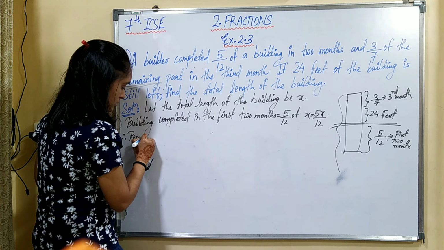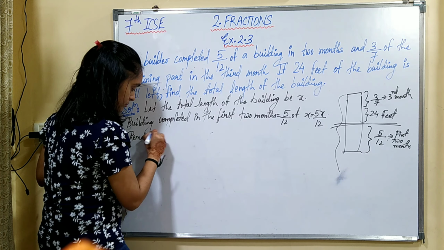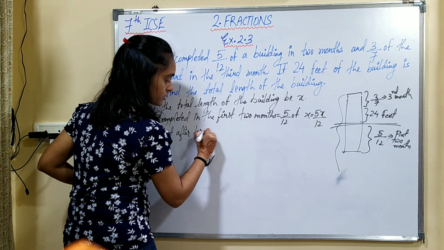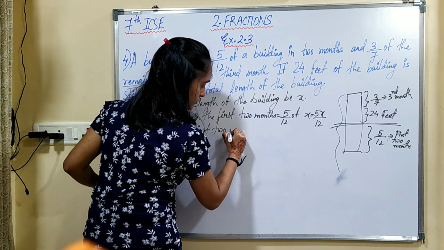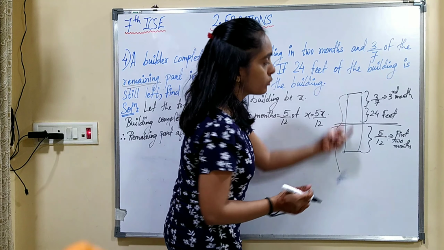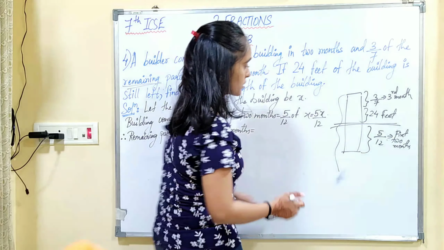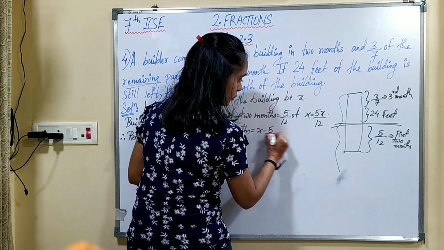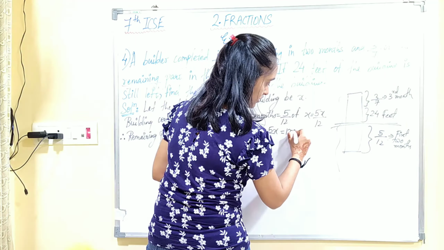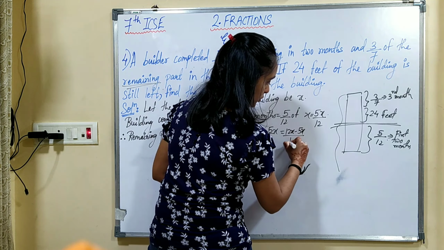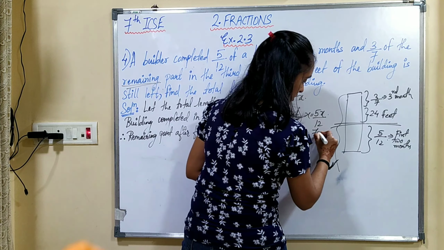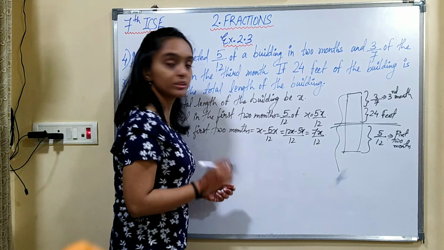Therefore, remaining part after first 2 months will be what? Total was x, and out of that 5/12 was completed. So x minus 5/12x. So it will be 12x minus 5x, 12x minus 5x upon 12. So 12 minus 5 is 7. So 7x upon 12 will be the remaining part.